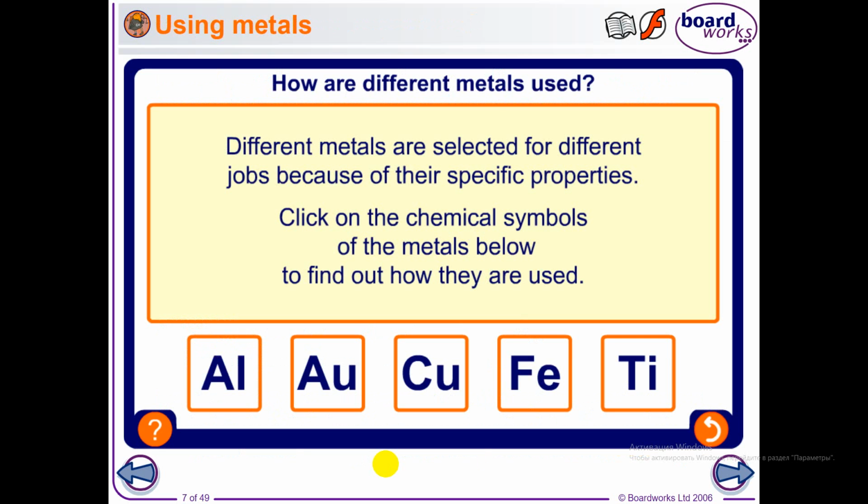And how are different metals used? Click on the chemical symbols of the metals below to find out how they are used. So, aluminium. First element is aluminium, and aluminium is one of the most abundantly available metals. Given its low density, impressive strength, and more importantly, excellent resistance to corrosion, aluminium is one of the most widely used and inexpensive engineering materials. For example, in construction, aluminium is used for window frames and structural glazing systems, roofing and cladding, etc.